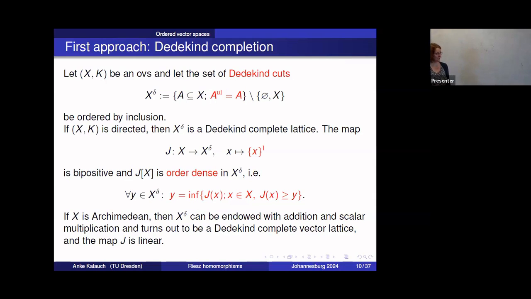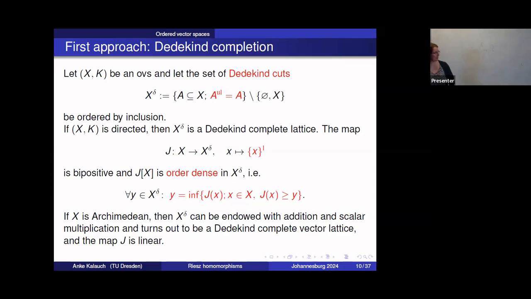And you get an additional nice property, namely order denseness. The small space is order dense in the big space, meaning if you take an element y of the big space, and you look at all elements of the small space being above this, and then take the infimum, you end up with this one. So this is order denseness.